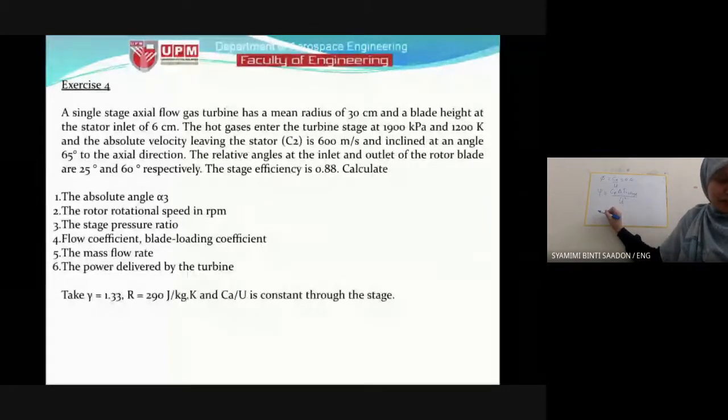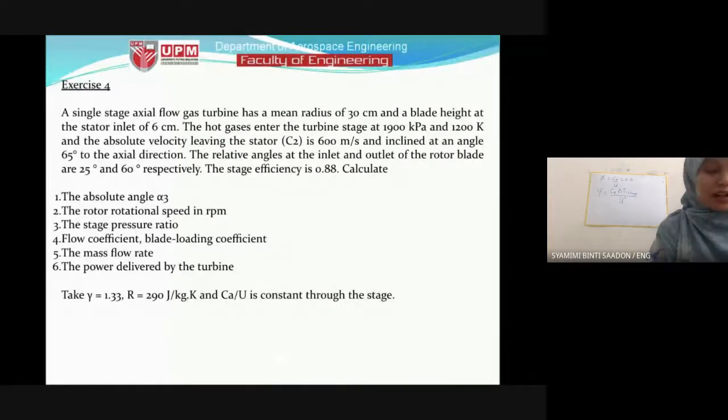And what else? The mass flow rate. This one is a bit longer, but the method is the same as the exercise previously. To calculate the mass flow rate, you first need to calculate the velocity C, and then use the ideal gas equation. But before that, you calculate temperature, then velocity C1, and then temperature T1. The same method as the previous exercise.